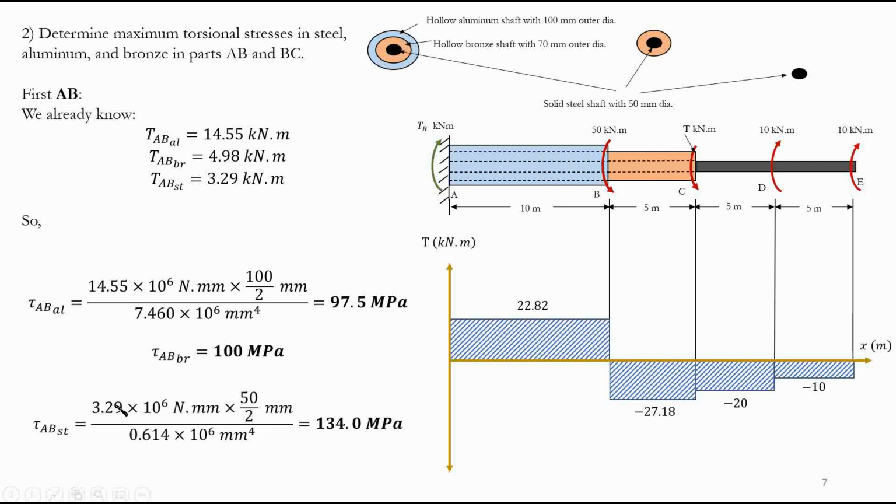For steel, 3.29 times 10 to the power of 6. This is, again, the torque multiplied by 50 divided by 2. You see, that's 50 divided by 2, the maximum radius, divided by the J value, 134.0 megapascal. So this is the maximum stress in each of the portions of the shafts, for the steel, for bronze, for aluminum in portion AB.